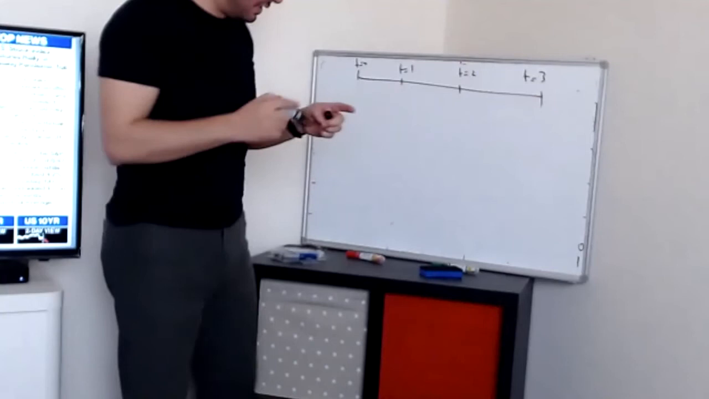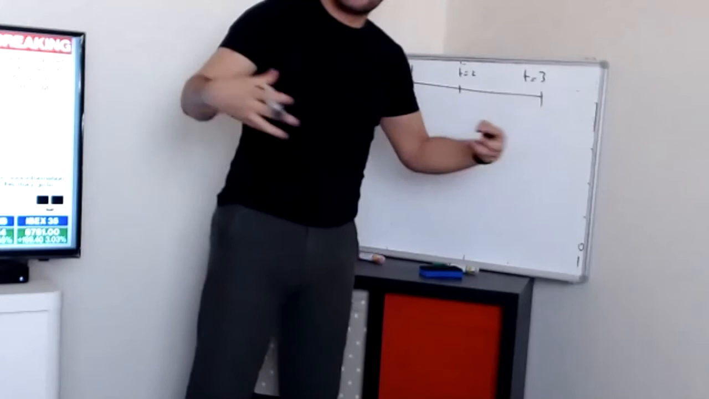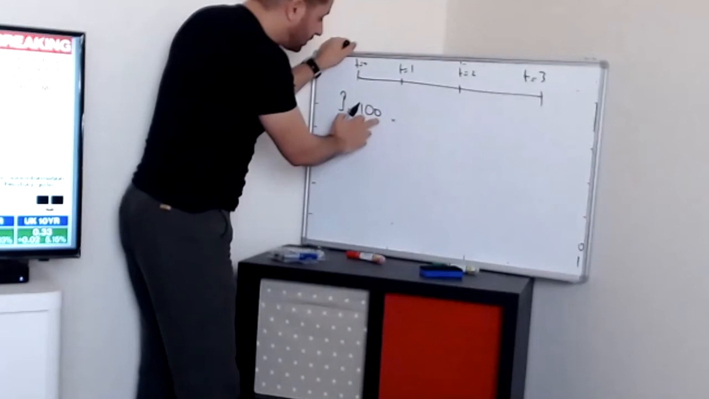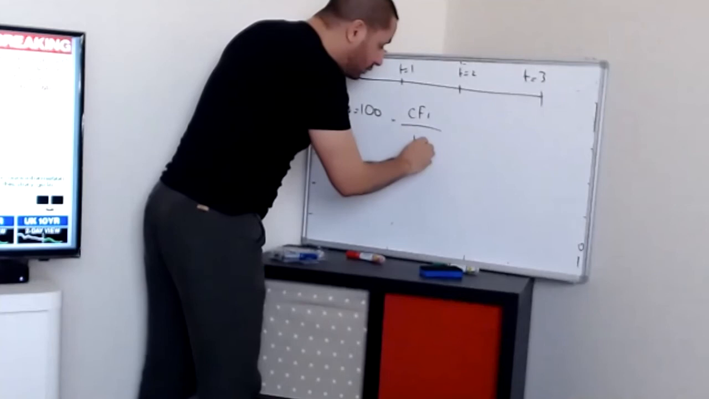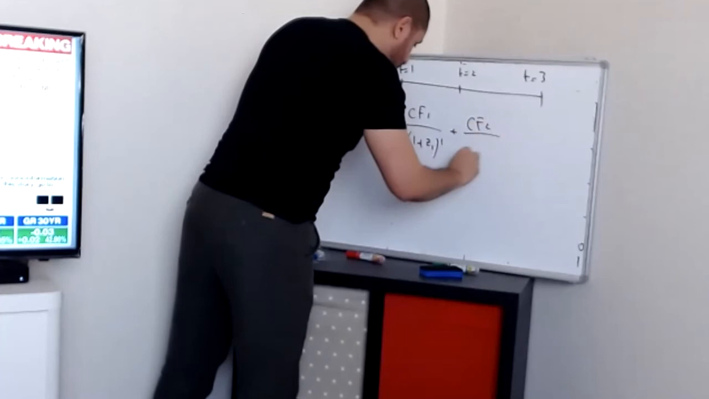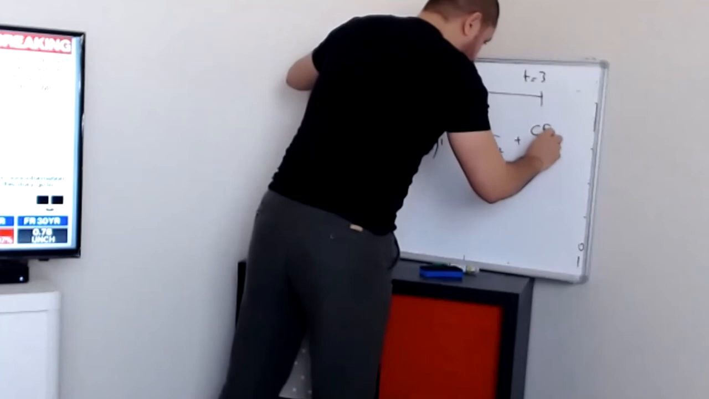We already know that the current price of such a security is equal to $100, because we have assumed that all these securities are par value, right? $100. So by applying the present value technique, the current price should be equal to the present value of the future cash flows. So cash flow one divided by, now we no longer use the same discount rate for all the cash flows. For the first one, we use Z1, which is the spot rate, power one, plus cash flow two over 1 plus Z2, power two, plus cash flow 3 over 1 plus Z3, power 3.